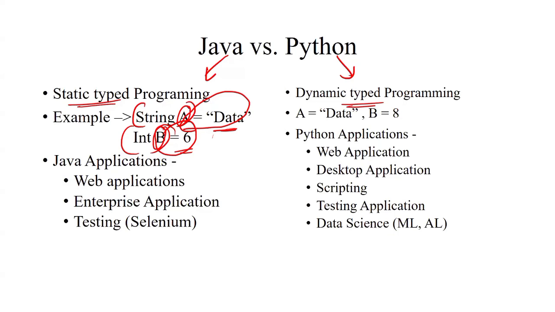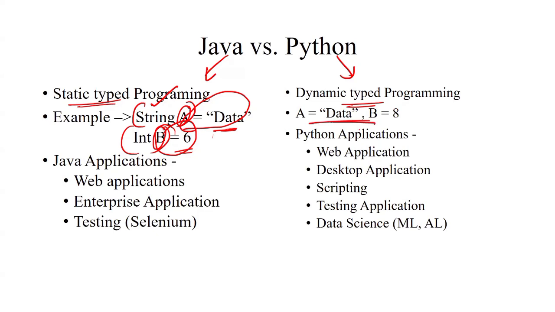I need to define before using, and this is called static type programming. You have to declare what type of variables they are before assigning a value. So if I'm going to assign a equal to data, you need to tell what value I'm going to store in that A. You have to mention that clearly. This is called static type programming.